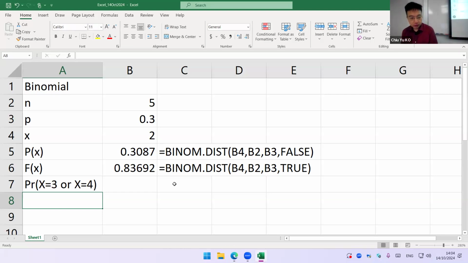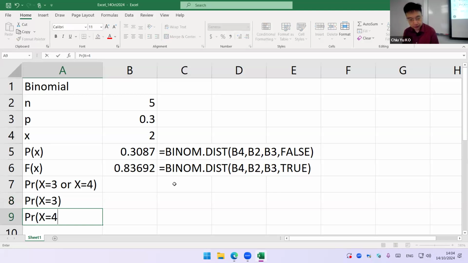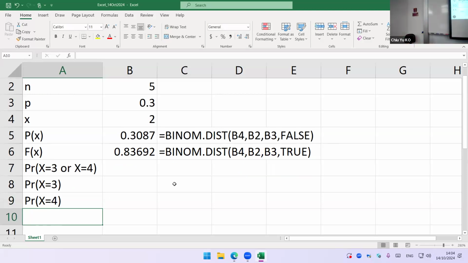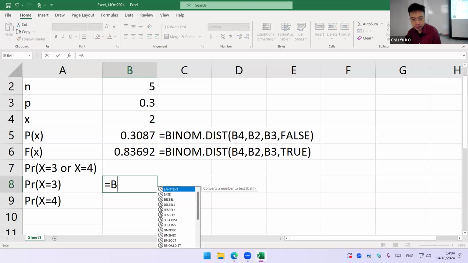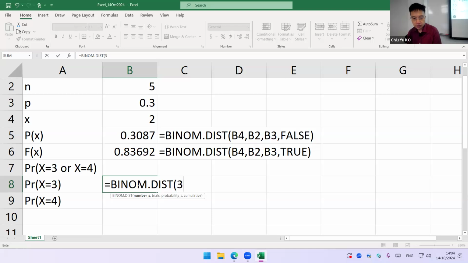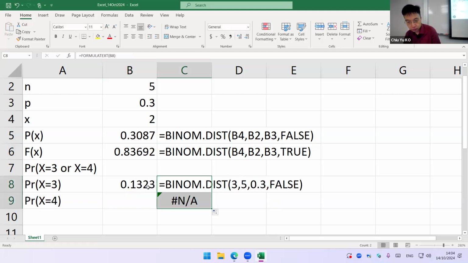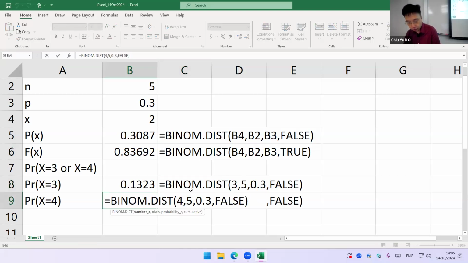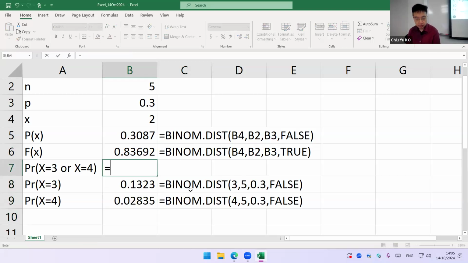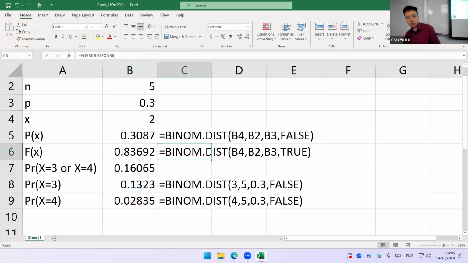I can answer it. You can do the following: you can separate them, because they're mutually exclusive, so you can just add them up. The probability of an event, Axiom 3 tells you that you can add up. What is P of 3? Actually, we are done, we already have that. This is the answer. We just binom.dist 3, 5, 0.3, false. And 4 will be just 4, and for the answer we just add them up. It will be just this answer.